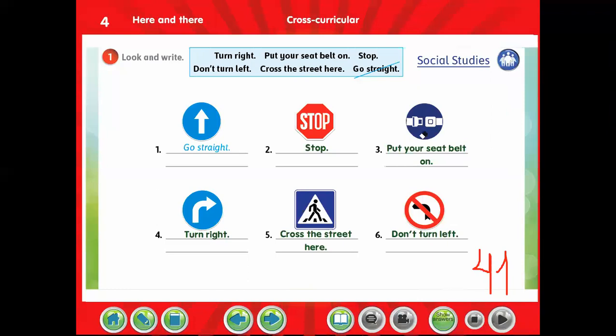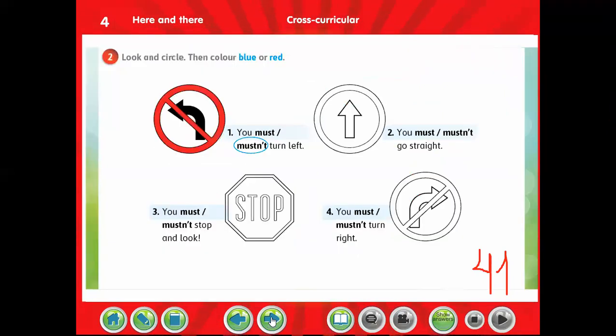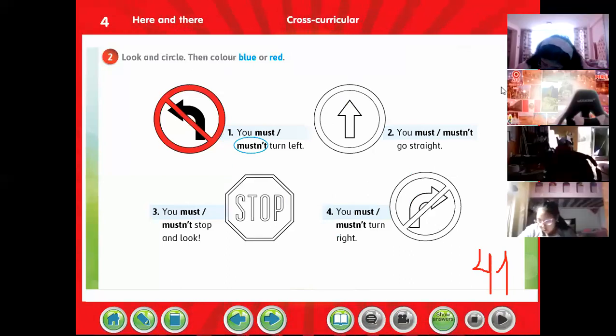Yeah, did you finish? Thank you. Did you finish? Yes, Ezio. You finish it, no, Ezio? Yeah? Yes. Good boy, thank you. Okay, my friends. Now let's go to the last activity, okay? Activity 2. The same, we are going to complete the rules.